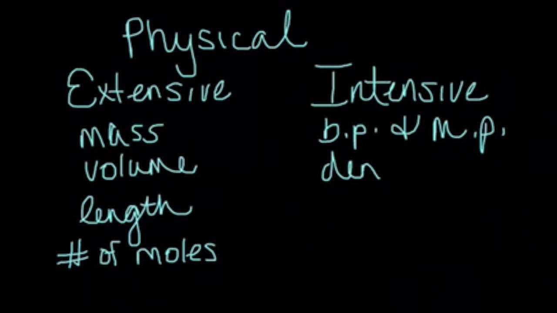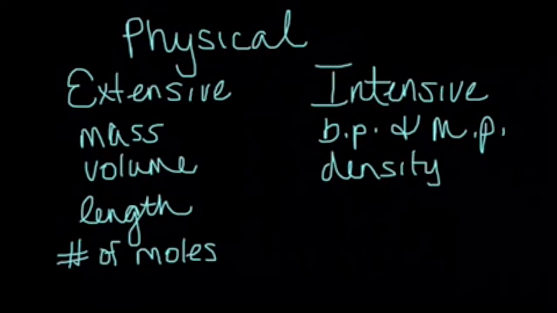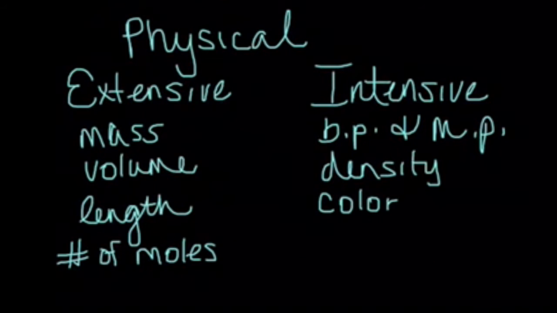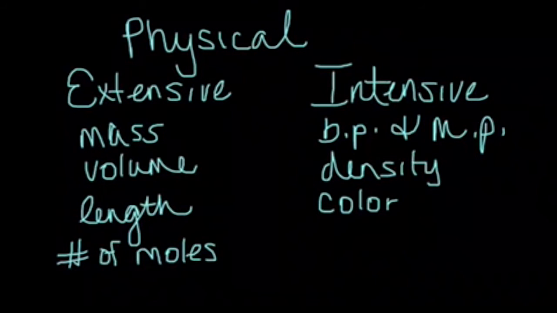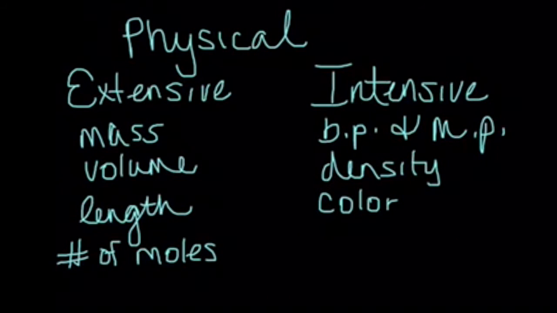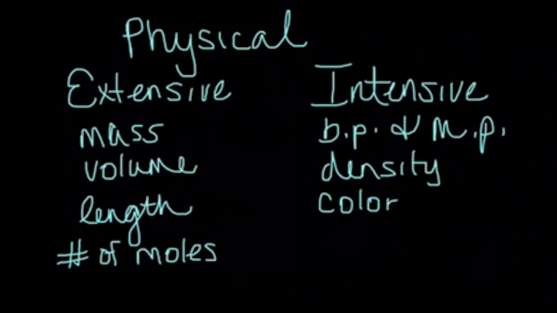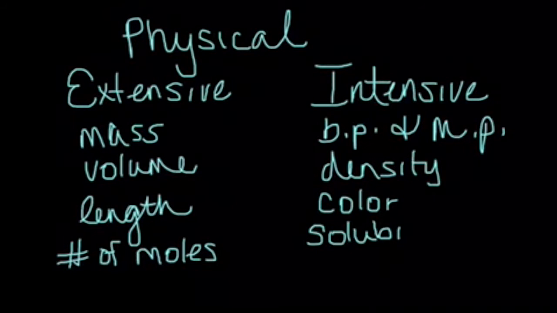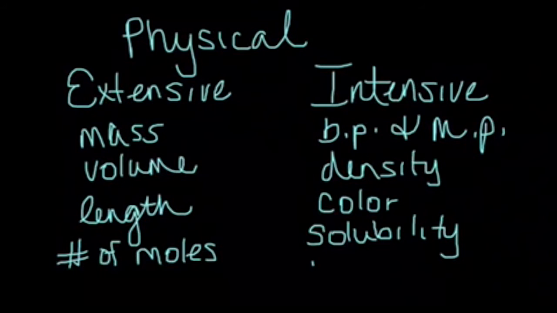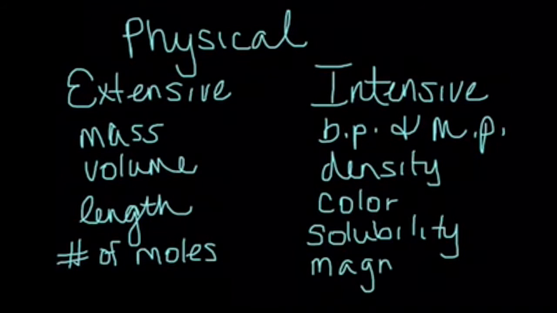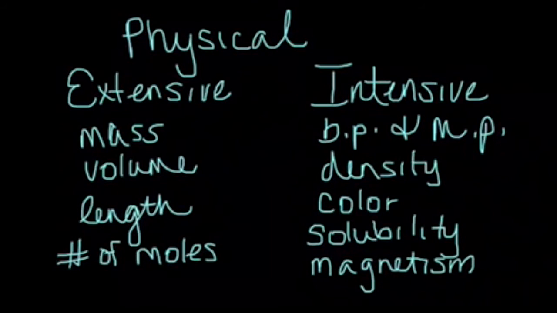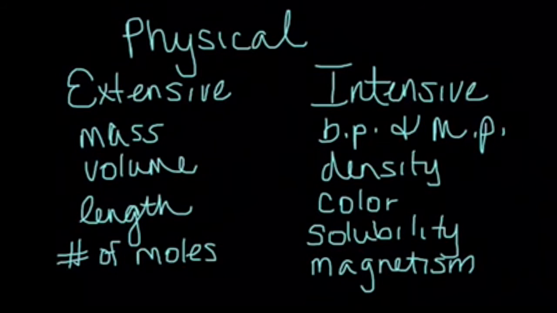Density does not depend on how much is there. Color is one that you don't have to tell how much is there. Whether it is malleable or ductile or even soluble, solubility is an intensive property. Magnetism is an intensive property. So anything that does not depend on how much that we have there is considered an intensive property.